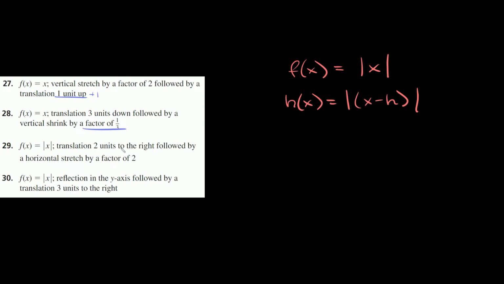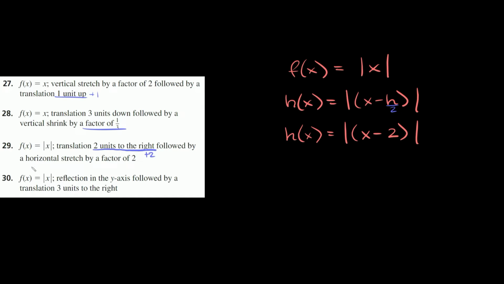And it says translate it 2 units to the right. So that would be a move of positive 2, right? So we're going to plug in a positive 2 right here for h, just positive 2. So then h of x is equal to the absolute value of x minus 2, like that. Okay, so that's the first move.